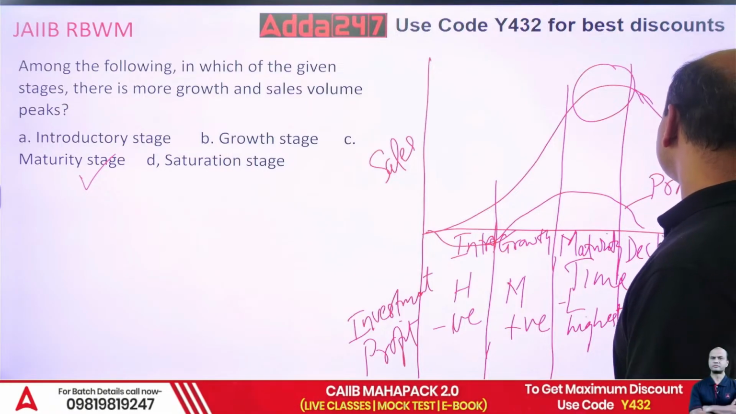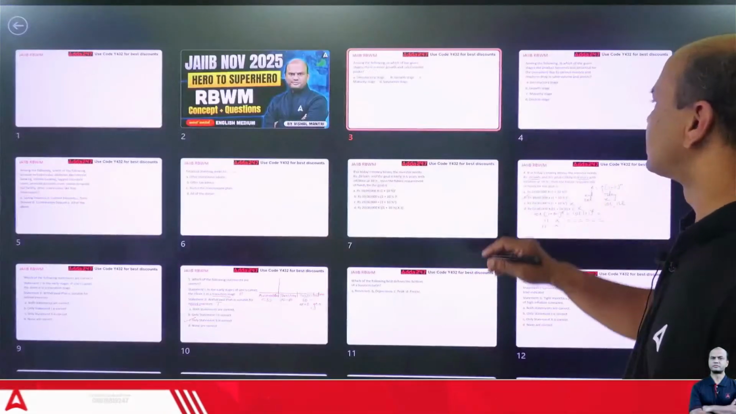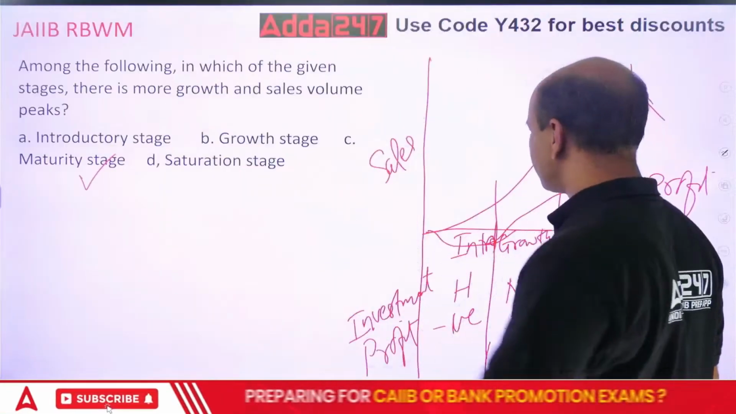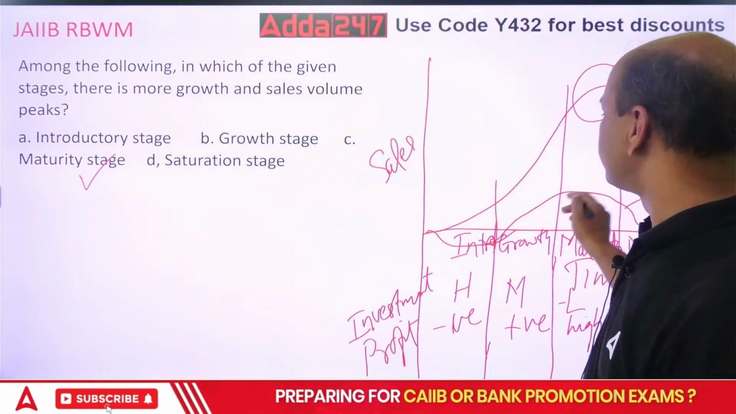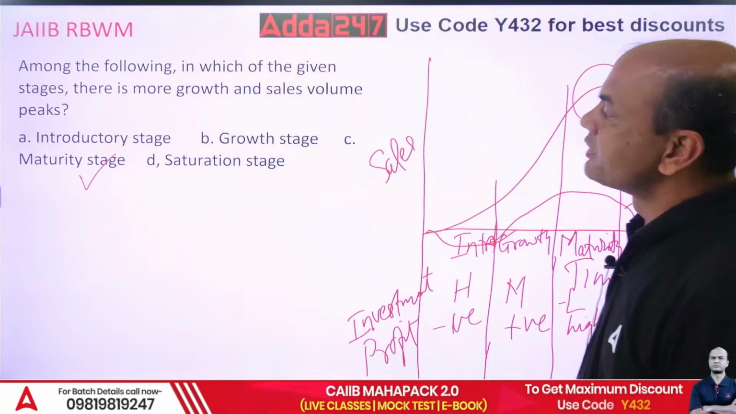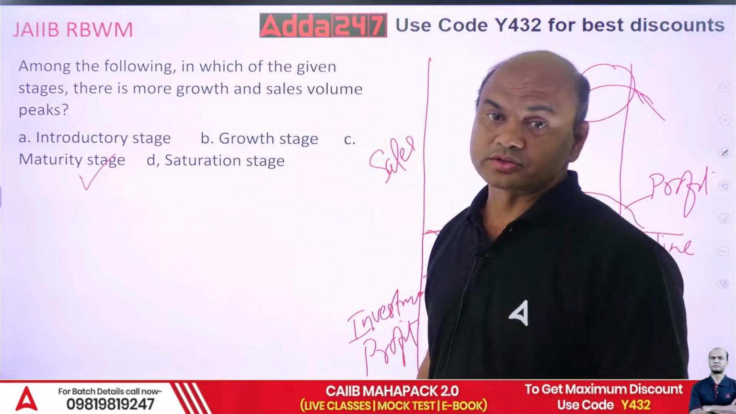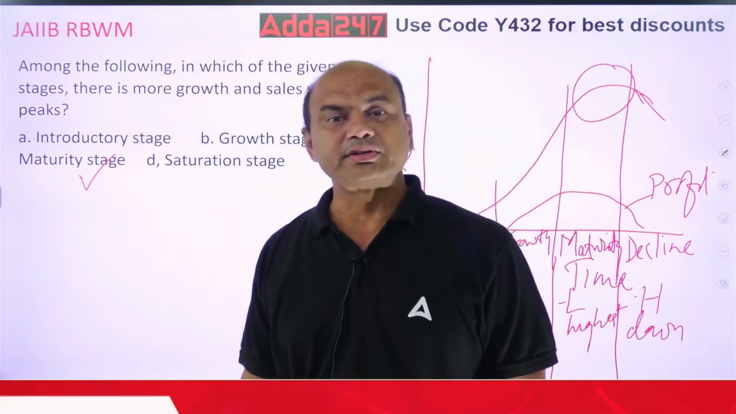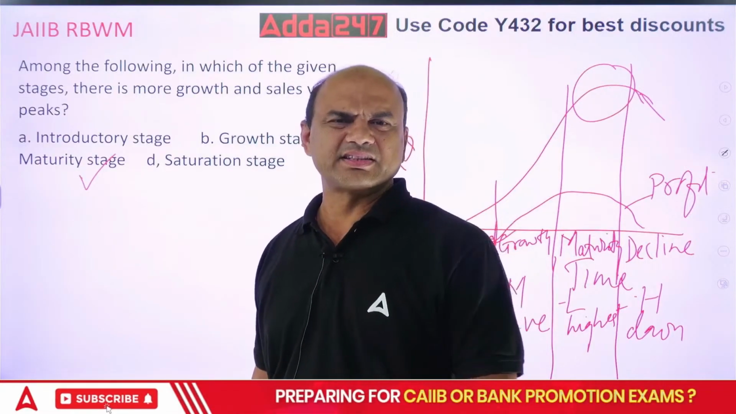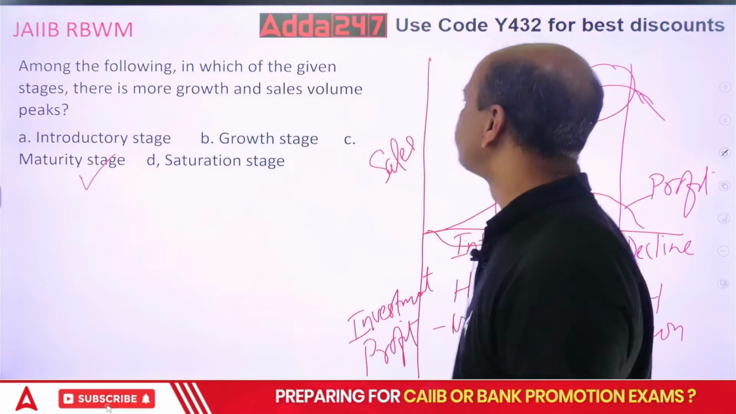Profit. And this is the sales graph. So this is the sales graph, and this is the profit graph. Got it? So that's why knowing the theory is also important. Knowing the concept is also equally important rather than just getting the answers, isn't it? Next.